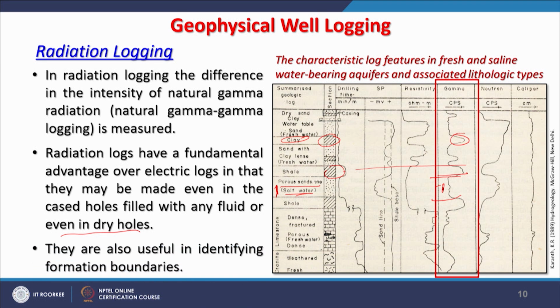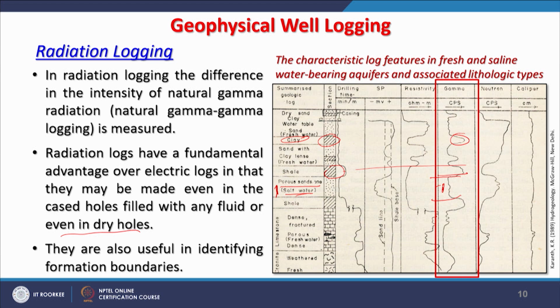So, no issue about that, but most of the loggings are done before the casing is put in, if it is required. But in some cases, if it is required later on, even then it can be done. Only if there is a submersible pump, it has to be taken out, then you lower the instrument and record the intensity of natural gamma radiation.